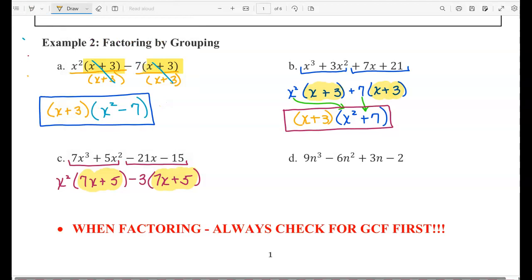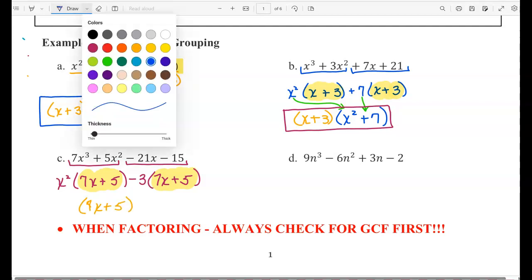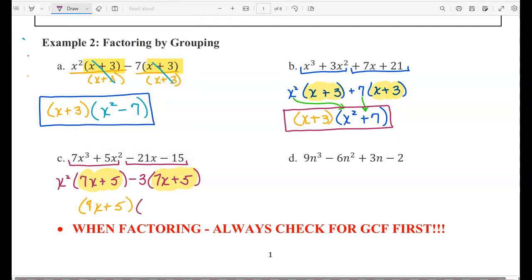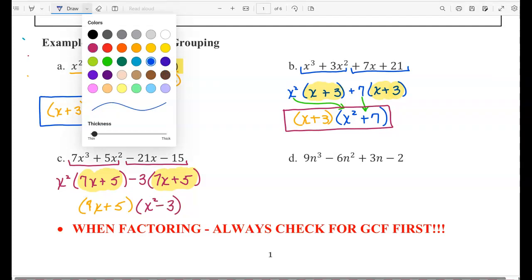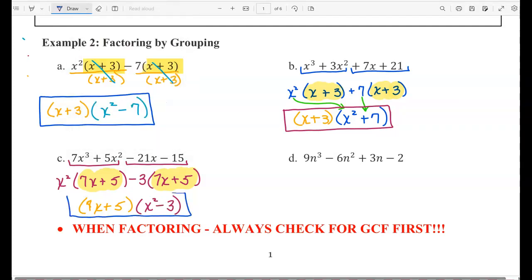So what's highlighted in yellow gets factored out. So this is 7x plus 5. And then we're regrouping what's out front, so the x squared minus 3. And again, a check of this is that you would use the distributive property. So if you distributed all 4 of these terms, you should get right back to what you started with. So that's a very good check.